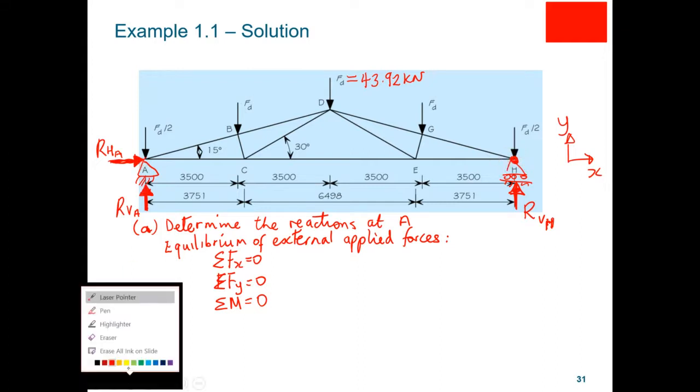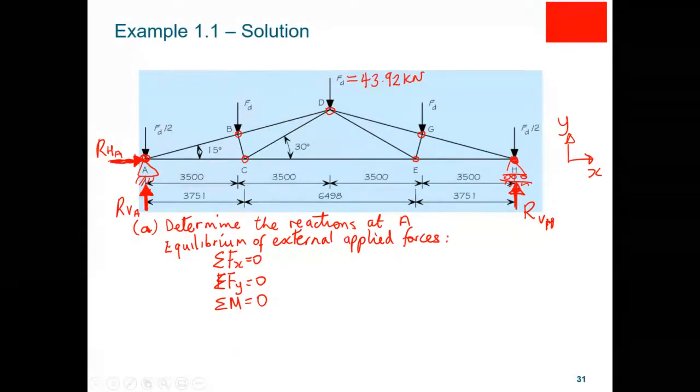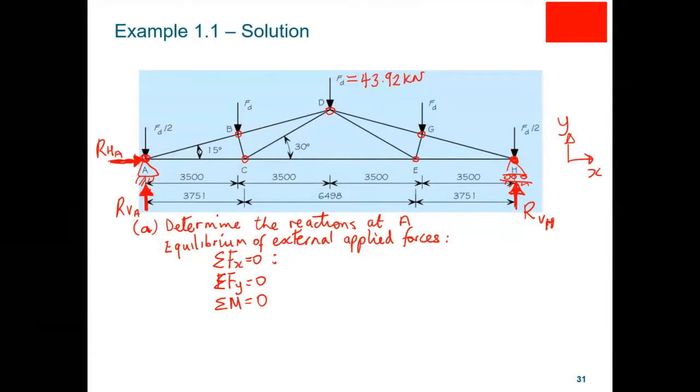It's the same way over at A. I know that at A there's no moment either, because it can freely rotate at A as well. And actually at all of the other nodes as well, there's no moment at any node because we've made them pin connections everywhere. Okay, so if I take the sum of the horizontal reactions equal to zero, then what have I got here? I've got RHA equals, have I any other horizontal force there? So I have all these FDs going down, they're vertical. I have nothing else in there. So that means that the reaction at A is equal to zero.